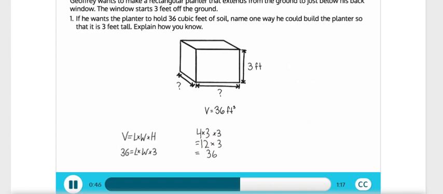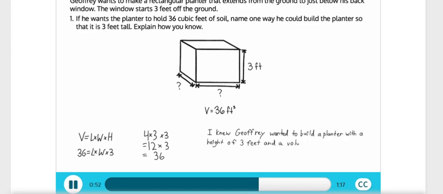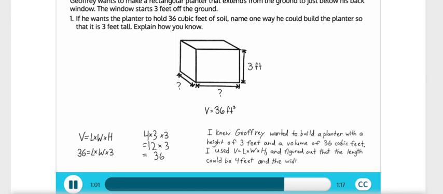Now, I need to explain my answer. I knew Jeffrey wanted to build a planter with a height of 3 feet and a volume of 36 cubic feet. I used volume equals length times width times height and figured out that the length could be 4 feet and the width could be 3 feet. Nice work. Zeph showed you one of the correct answers. A prism with a height of 3 feet and length and width of 6 feet by 2 feet, or 12 feet by 1 foot, would also be correct.